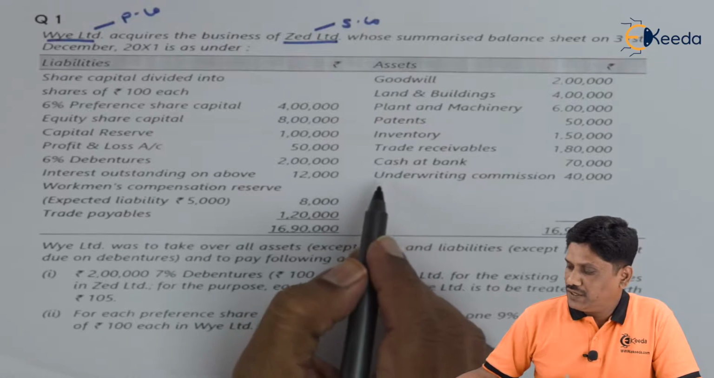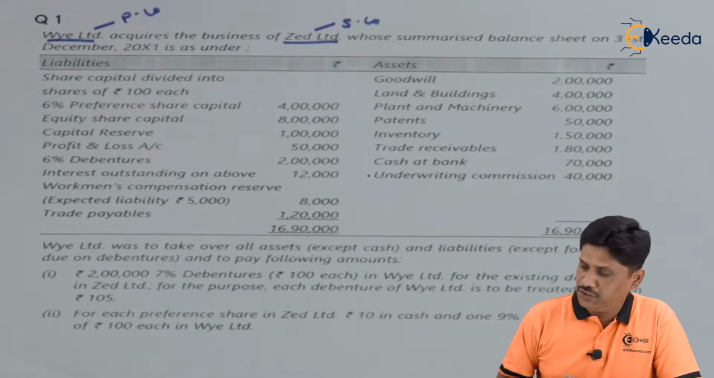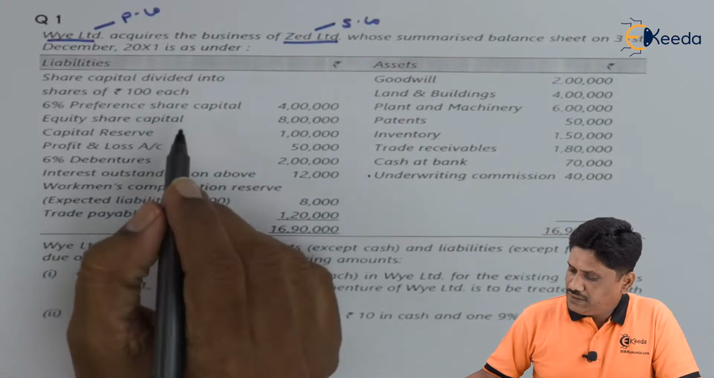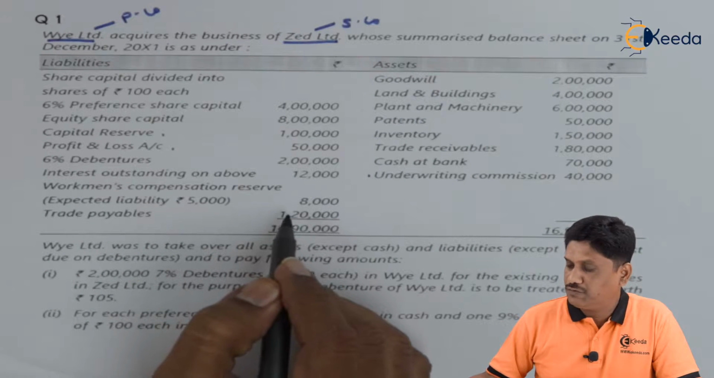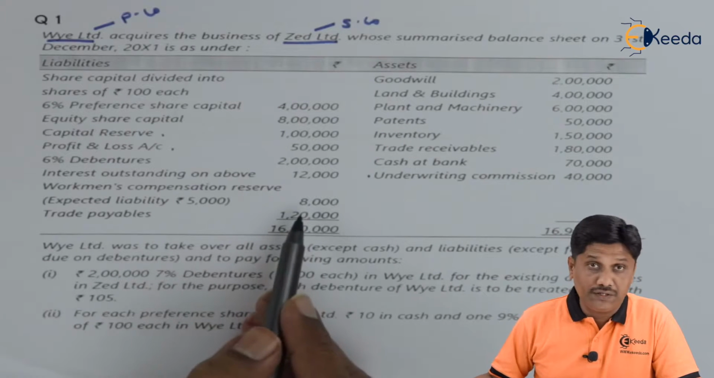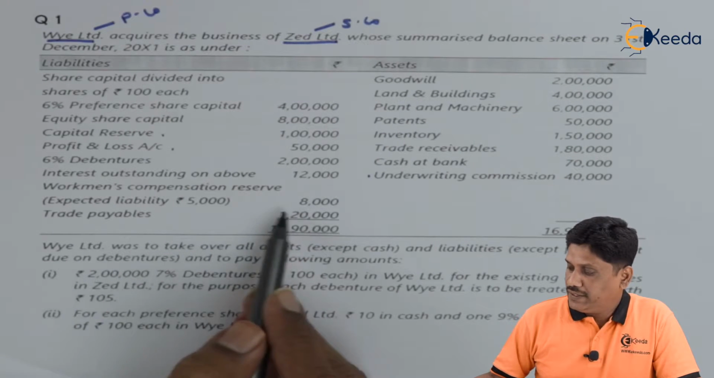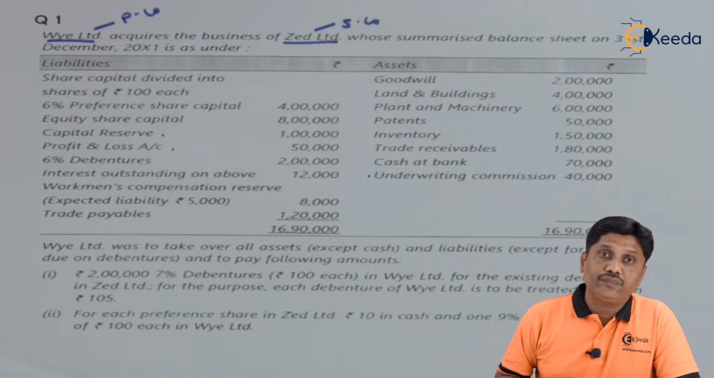Friends, out of this, underwriting commission is a fictitious asset, which is a loss which will be shared by the equity shareholder. And reserves: capital reserve, P&L account, and here there is a reserve portion of 3,000. See, you can notice liability is 5,000 but reserve is 8,000. So I can say 3,000 difference is extra amount we have in reserve, which will be taken away by your equity shareholder at the time of amalgamation.